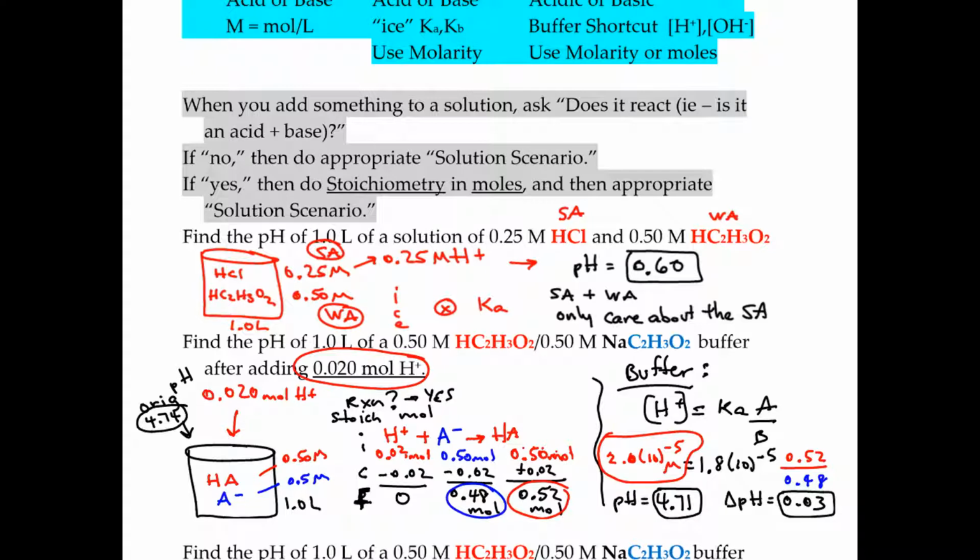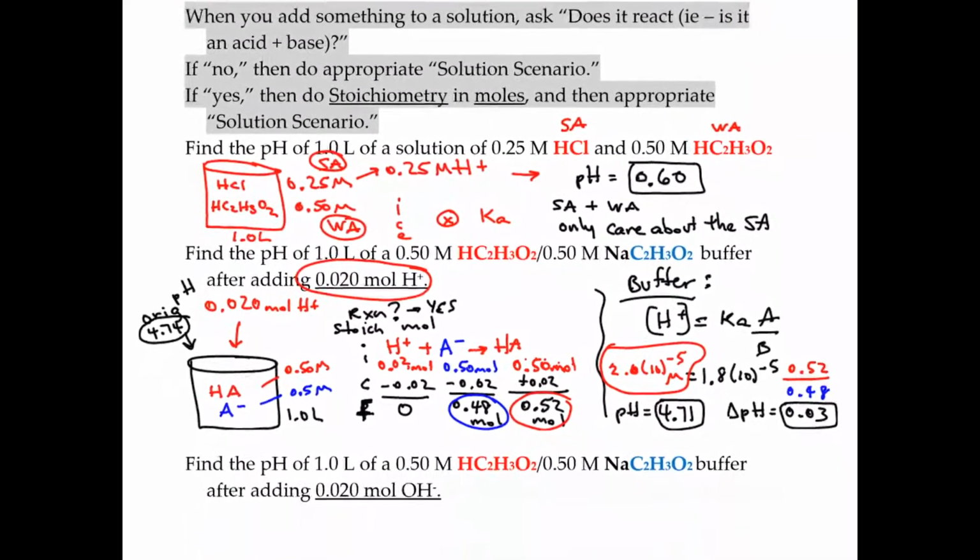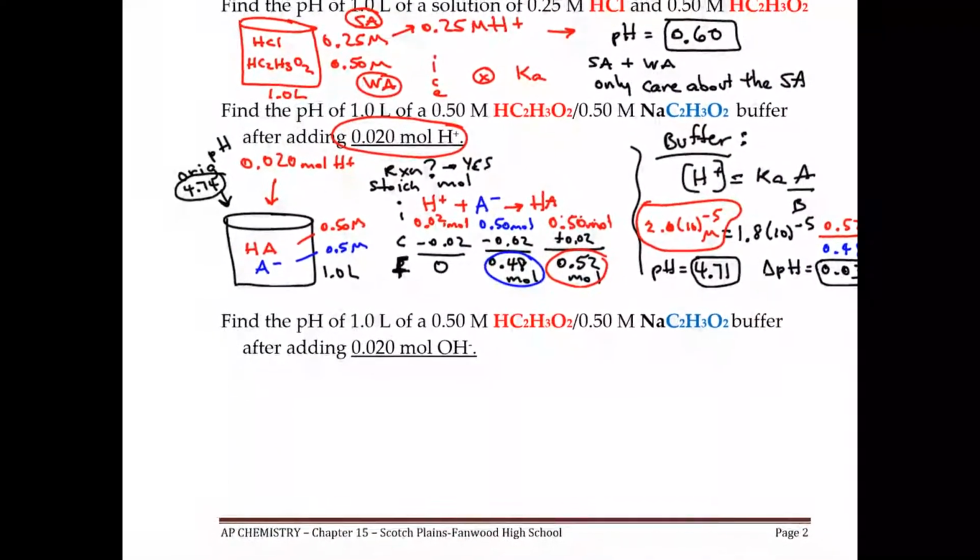And notice one more thing. We added an acid, and this pH started at 4.74, and now it went down to 4.71, which makes sense because we added an acid, so the pH went down. All right, you can guess what's coming up next. If we added an acid to the buffer, what would happen if we add a base to the buffer?